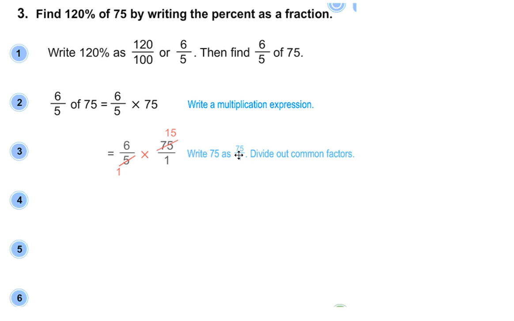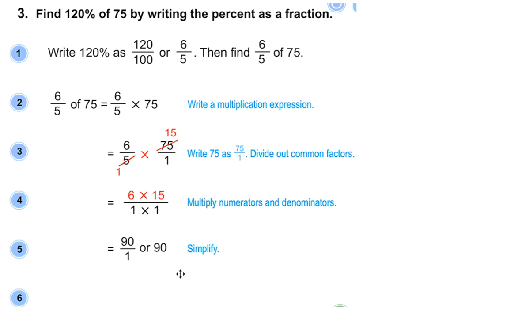We're going to write 75 as 75 over 1, and then divide out our common factors. So the common factor between 5 and 75 was 5. And then we're left with multiplying our numerators, 6 times 15 and 1 times 1. That equals 90 over 1, or just 90. So 120% of 75 is 90.